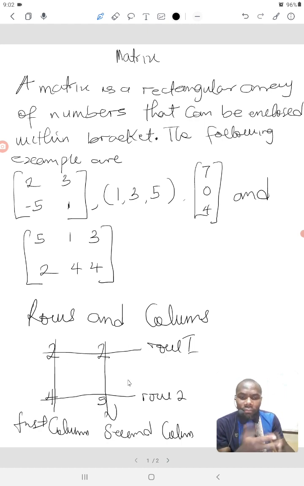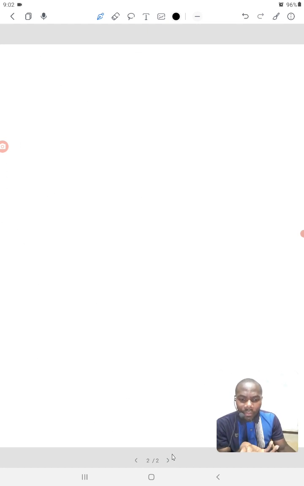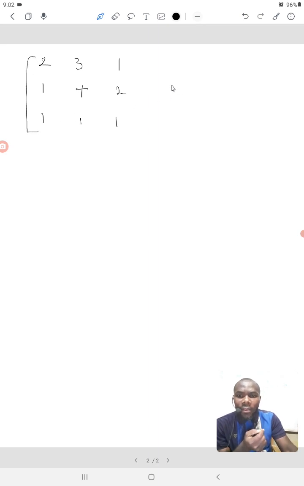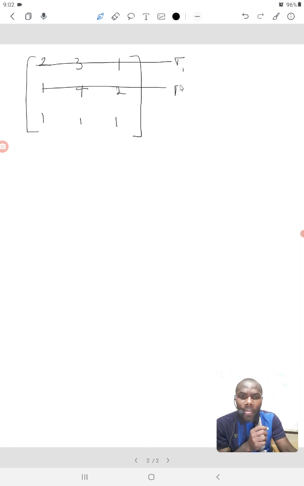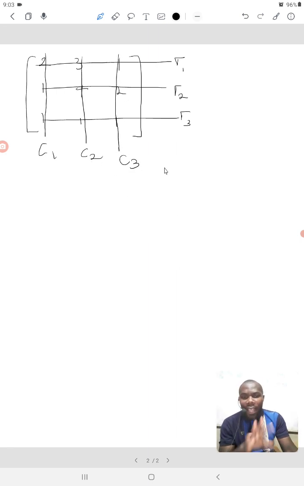After we have noticed all this, let's have other examples. Maybe you have 2, 1, 1, 3, 4, 1, 1, 2, 1. It is being enclosed. This one is row 1. This one is row 2. This one is row 3. This one is column 1. This one is column 2. This one is column 3. This is how we identify matrix.